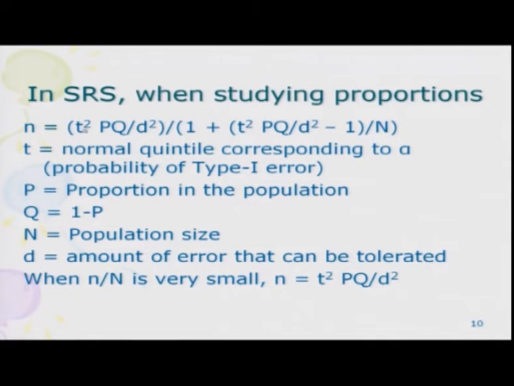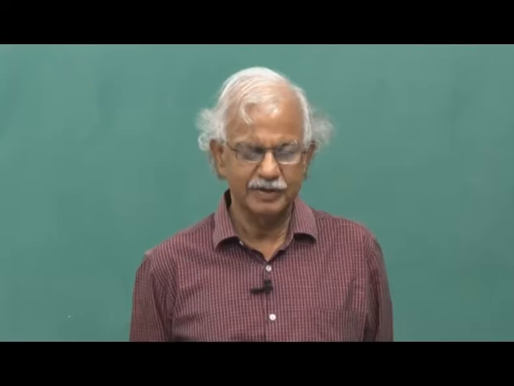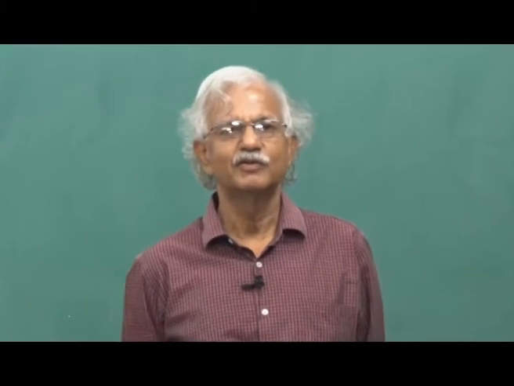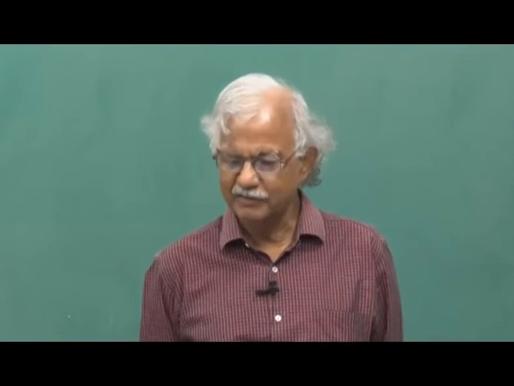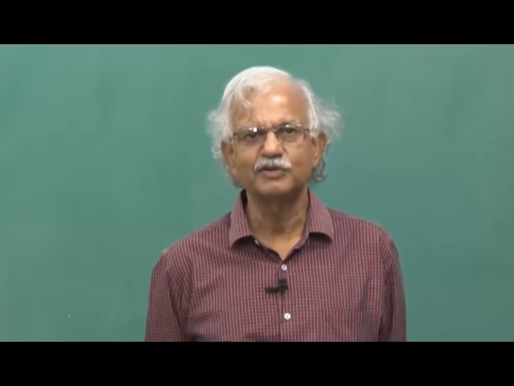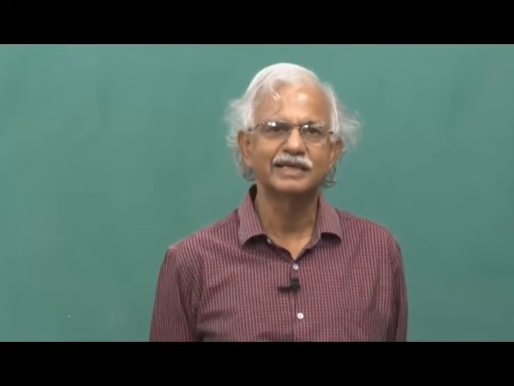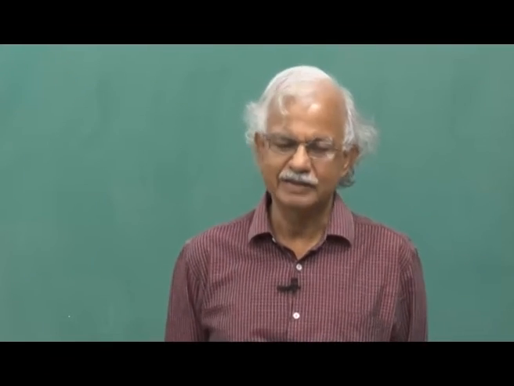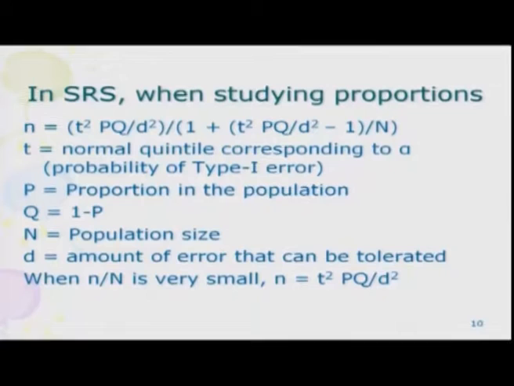So, n equal to T square. T is the normal quantile corresponding to a given value of alpha. Like in a normal distribution, for alpha at 0.05, the value of T would be 1.96. If alpha is 0.05 and you are considering errors on both sides, then T would be 1.96, like that.